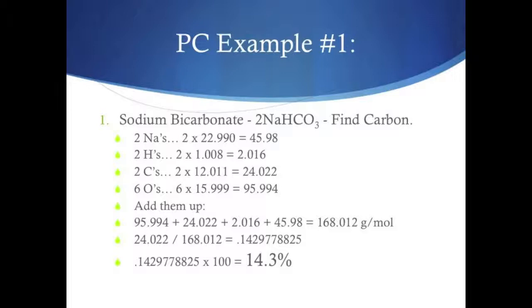Our first example is going to be sodium bicarbonate, whose gram formula mass you found earlier, but it's asking you to find the percent composition of carbon. So you're going to do your gram formula mass steps and find that the gram formula mass is equal to 168.012. So once you get that number, you're going to take what you found carbon to be, which was 24.022, and divide it by your total gram formula mass. You should come out with 0.1429778825. Once you get that number, you're going to multiply it by 100, and you should round up to about 14.3%. And that'll give you the percent composition of carbon in sodium bicarbonate.